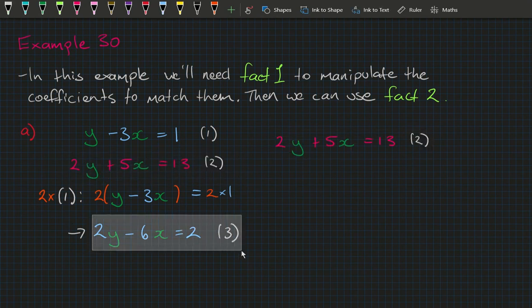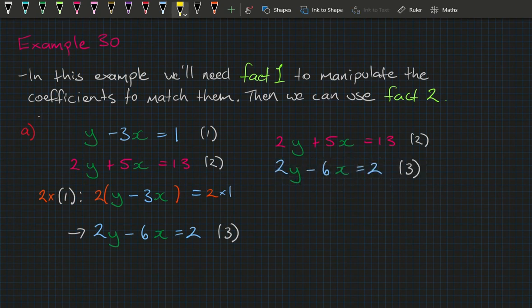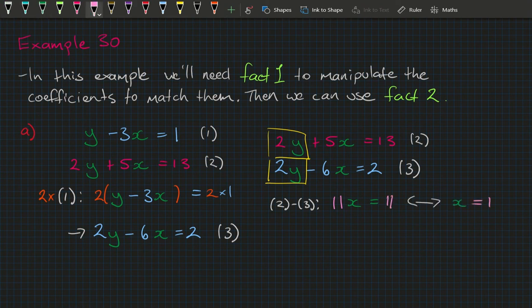So if I copy these two equations to the right, we can see they both have positive 2 as a coefficient for y. Therefore, equation 2 minus equation 3 will eliminate my y variable, so we can ignore the y. So let me write down equation 2 minus equation 3, and as I said, we'll eliminate the variable y. But 5x minus minus 6x is 11x, and that will equal 13 minus 2, which is 11, which is equivalent to saying x is equal to 1.